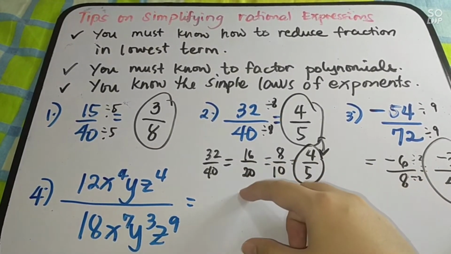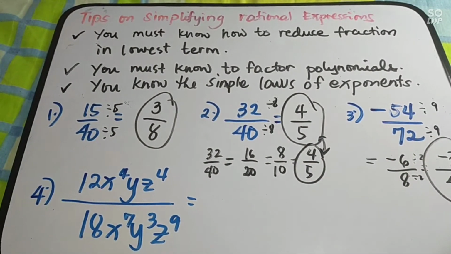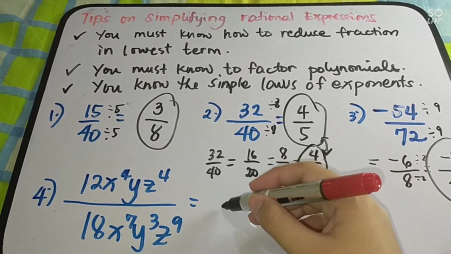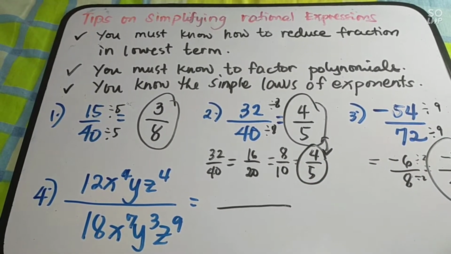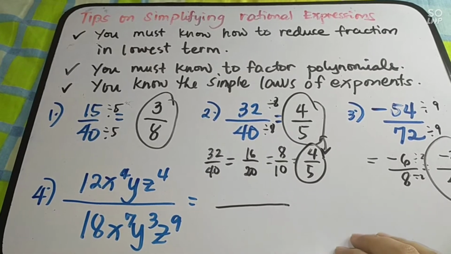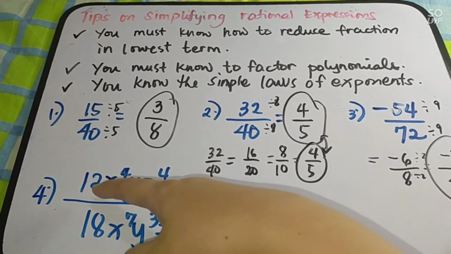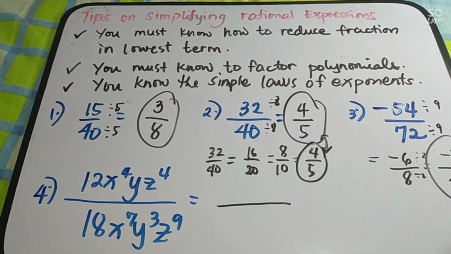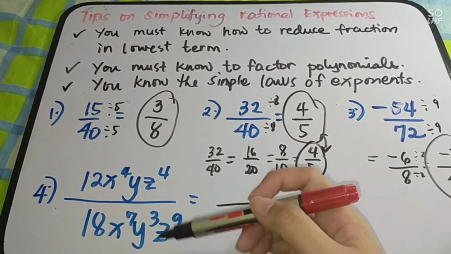Next tayo, let us have number 4. We have here polynomials na. We are going to divide polynomials na dito. Doon sa ating previous lesson, yung operations on polynomials, nandun yung division of polynomials. Diniscuss ko na doon kung paano mag-divide ng polynomials. So, we have here 12 and 18. Simplify mo muna yung number. Si 12 and 18, divisible by 3.